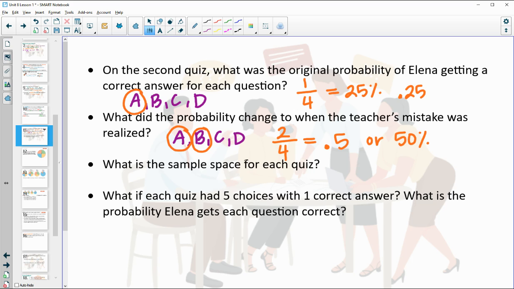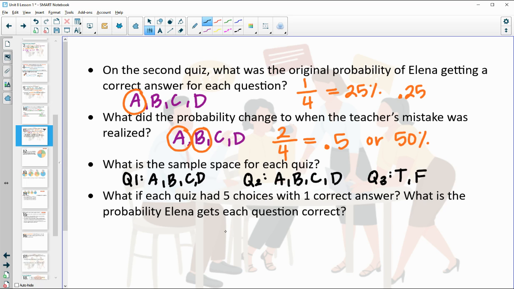And then what is the sample space for each quiz? So in quiz 1, we had options of A, B, C, and D. So that was the sample space. For quiz 2, each question was multiple choice with answers of A, B, C, or D. So that was the sample space. And quiz 3 was true and false. So the sample space there was just true or false.